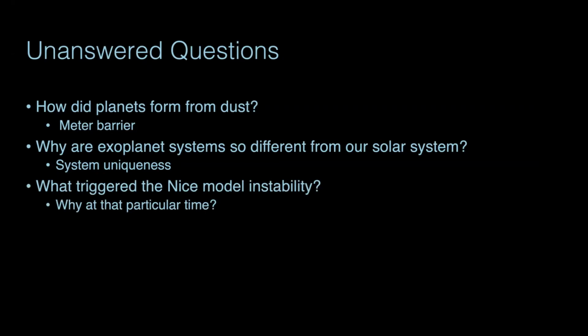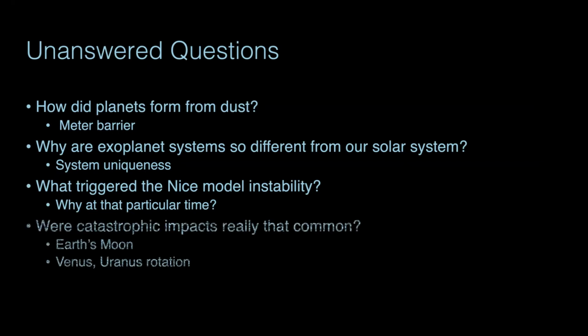And what triggered the Nice model instability? Why at that particular time? Could it have happened at any time? Has it happened at other times? Uranus's rotation: do we think that impacts happened a lot on Jupiter and Saturn? Maybe so. Evidence is starting to lead us in that direction.